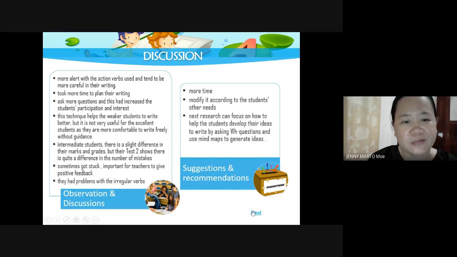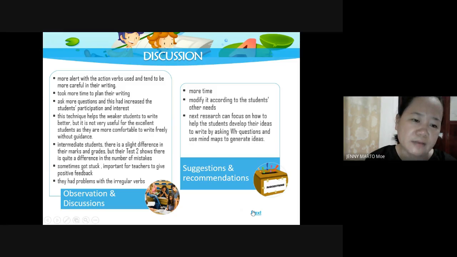This technique helps the weaker students to write better, but it is not very useful for the excellent students as they are more comfortable writing freely without guidance. And for the intermediate students, there is a slight difference in their marks and grades, but their test 2 shows quite a difference in the number of mistakes, as I have shown in the students' outcomes just now.